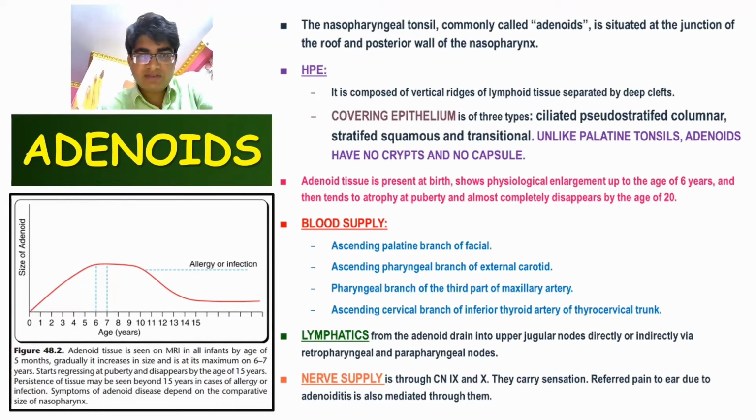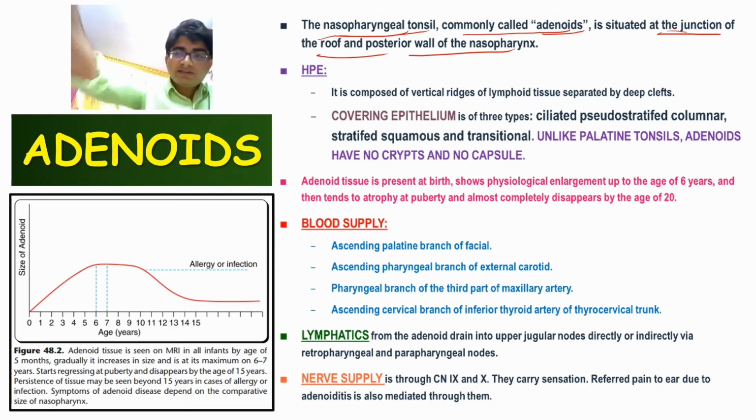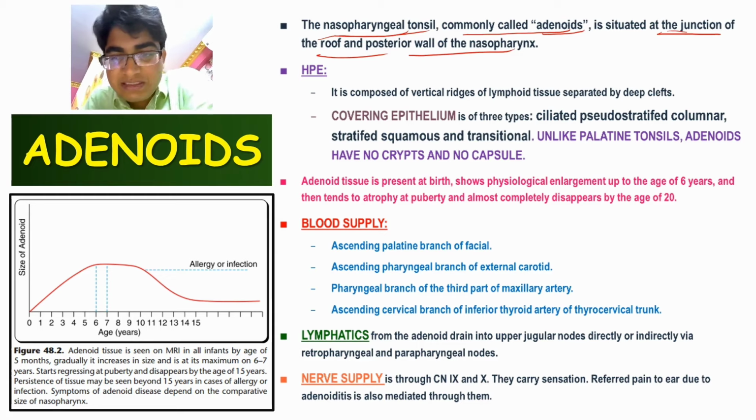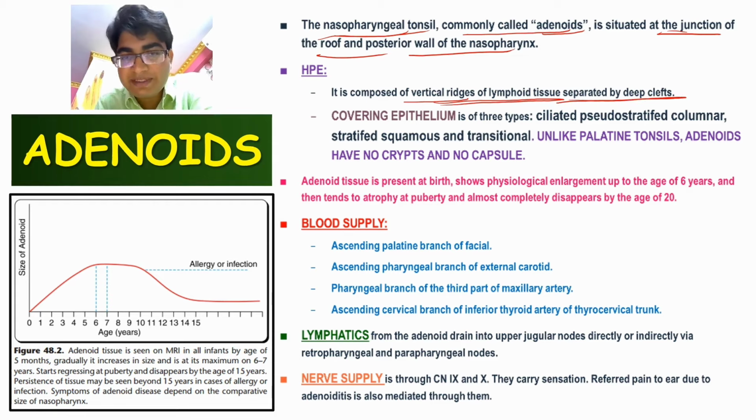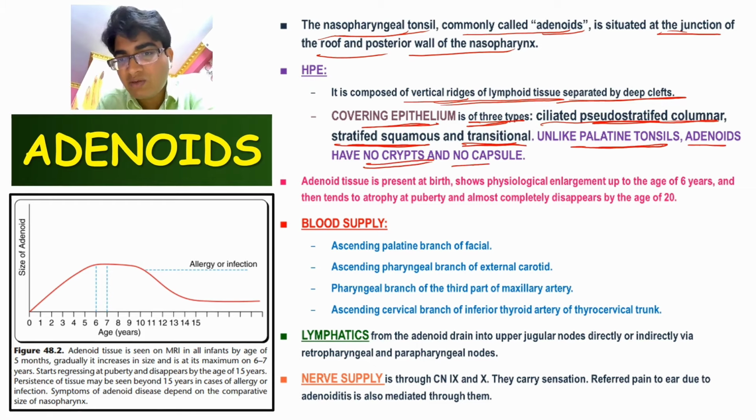so now coming to the point of the adenoids. Adenoids again are the nasopharyngeal tonsils, as I have discussed earlier, and situated at the junction of the roof and the posterior wall of the nasopharynx, correct? Histopathologically, it is composed of vertical ridges of lymphoid tissue separated by deep clefts. The covering epithelium is of three types: ciliated pseudostratified columnar, stratified squamous, and transitional variant. Unlike palatine tonsils, adenoids have no crypts, no capsule. Important.